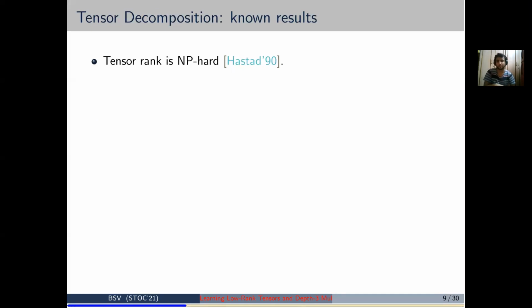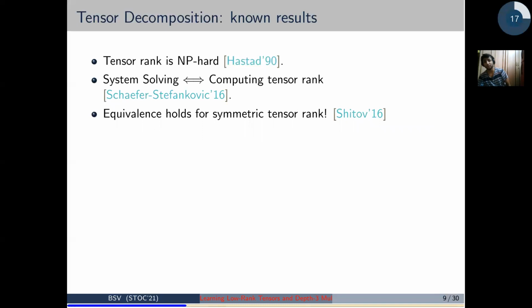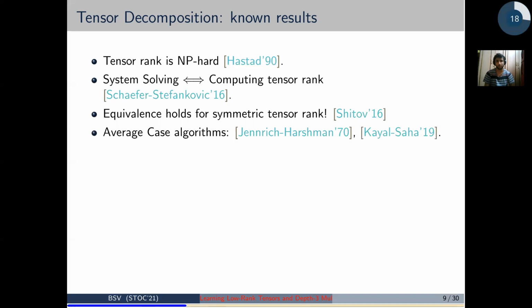Okay, so let me now show you what we know about tensor decomposition. The first result that comes to mind is the result by Håstad that says tensor rank is NP-hard. I personally found this way of looking at it much better. This is a result by Schaefer and Stefankovic, which shows that tensor rank and system solving are equivalent. So this tells us that tensor rank is NP-hard. Not only that, it's NP-complete over finite fields and not even known to be computable over fields like the rationals. And surprisingly, these equivalences also hold for symmetric tensor rank, as Shitov showed.